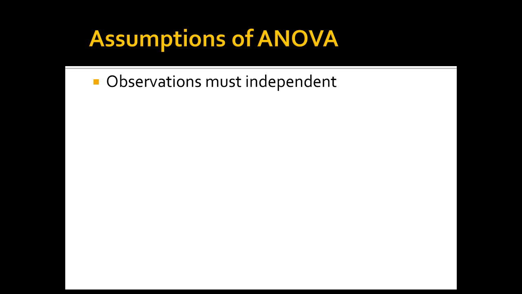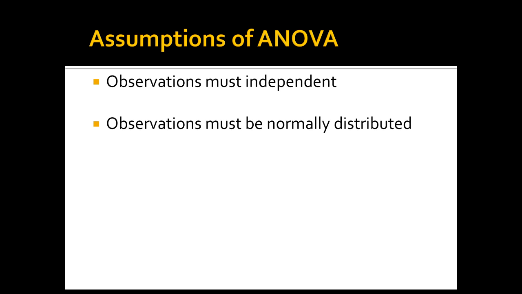So observations must be independent. Observations must be normally distributed. And homogeneity of variances, meaning their variances must be homogeneous rather than heterogeneous.